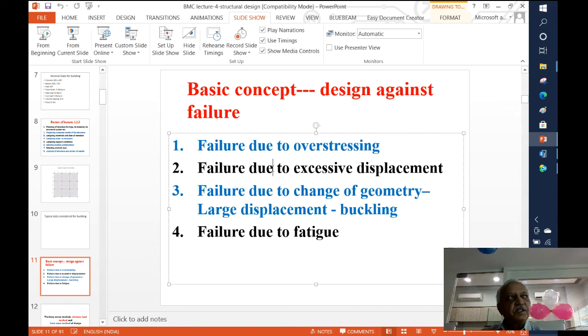So many times, if the length of the member is too large, then even under the influence of a small axial force it will buckle. So we can say that the buckling type of failure is also to be avoided. And lastly, in case of industrial structures, where many rotating machines are placed, we have to ensure that due to repeated loading and vibrations, the failure should not occur.